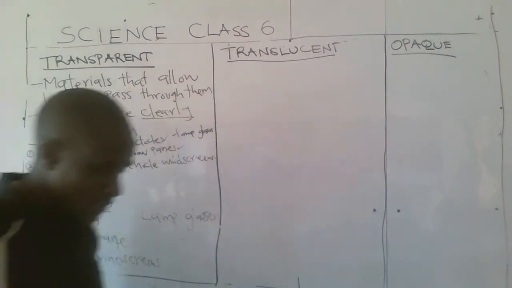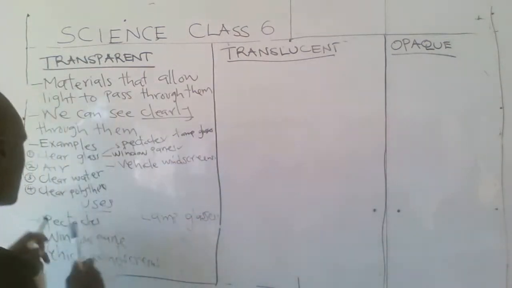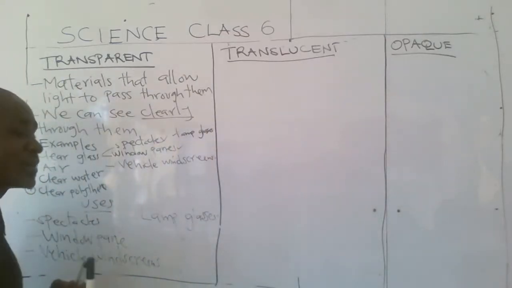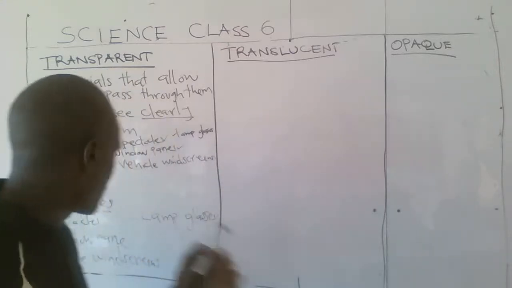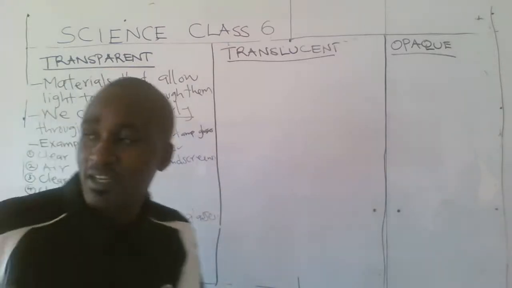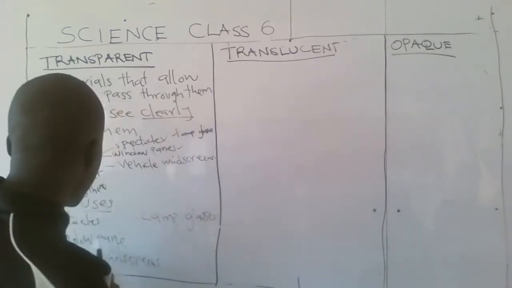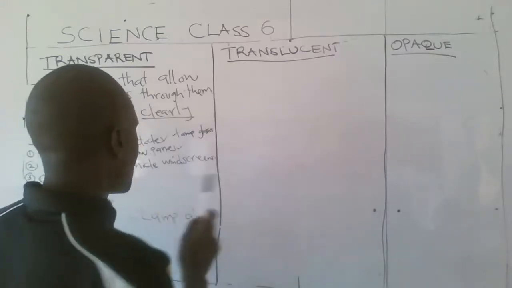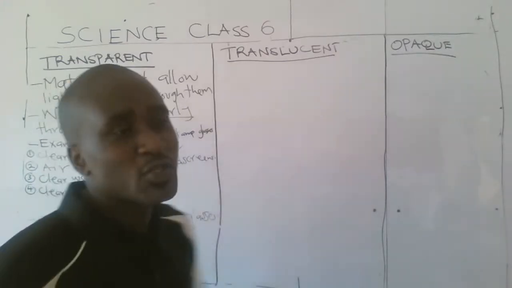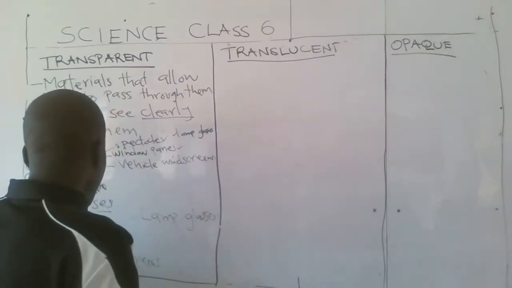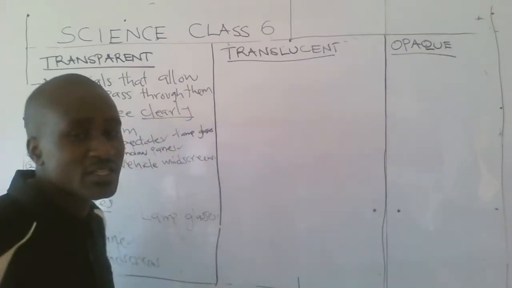Spectacles are made so that we can see, to allow light to pass. Window panes enable light to pass into the room. Vehicle windscreens enable the drivers to see ahead. Lamp glasses enable light to pass outside. And remember, when we talk about window panes, we need natural light.